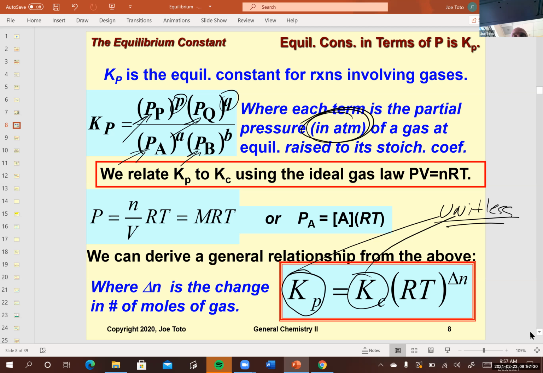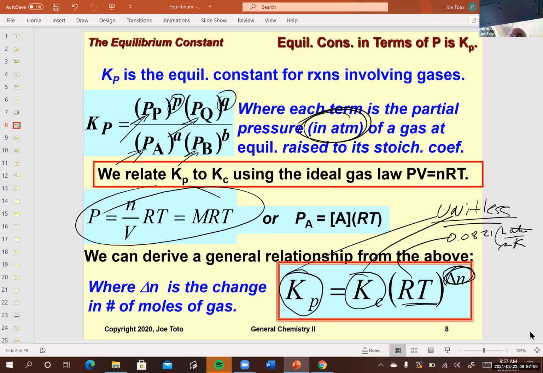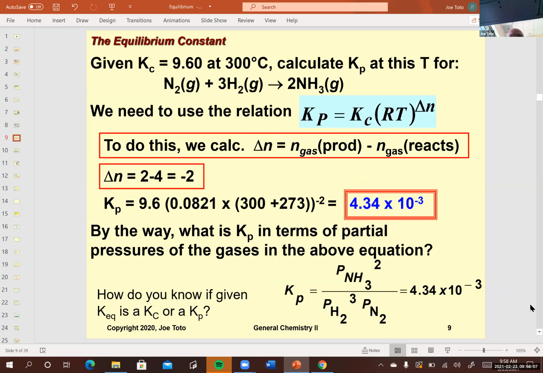And there's a relationship between Kp and Kc using the ideal gas law, which we looked at. There's a factor of RT to the delta n that equates them, where R is the ideal gas law constant, liter atmospheres per mole Kelvin, and T is the temperature in Kelvin. And delta n is the number of moles of gas that are changed from reactants to products. So we looked at an example of how to calculate delta n.